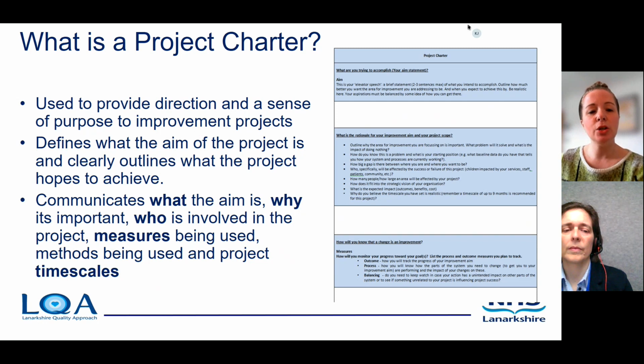A project charter is used to provide direction and a sense of purpose to improvement projects. It defines what the aim of the project is, and clearly outlines what the project hopes to achieve. It communicates what the aim is, why it's important, who is going to be involved in your project, the measures being used, the methods being used, and your project timescales. The project charter can be accessed on the NHS QI zone, which again we'll provide a link for at the end of this session.